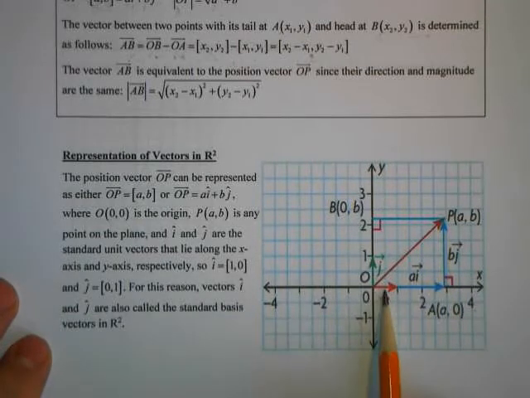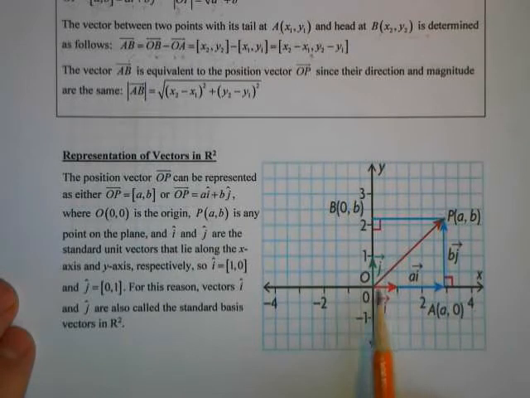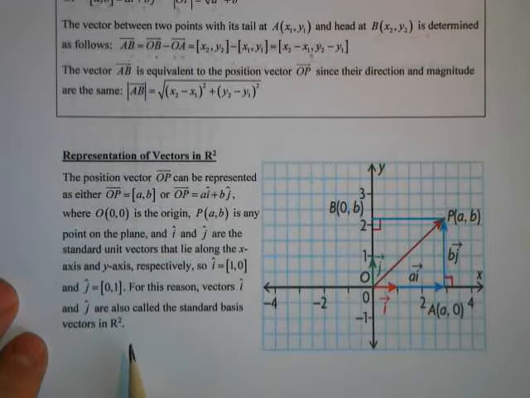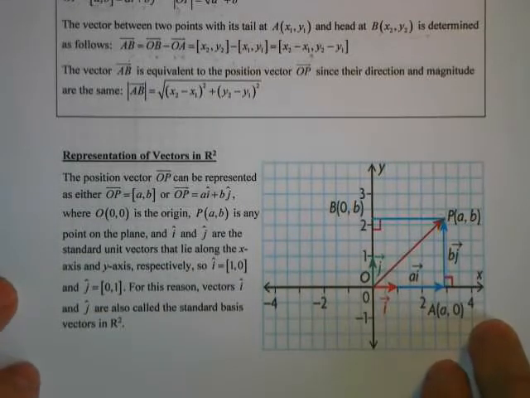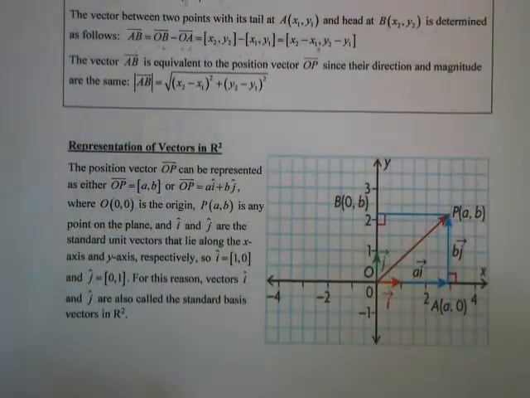Now we call i and j standard basis vectors because they're kind of the building blocks of creating any other vector. So it's basically the unit vectors in the x direction and the y direction, which are i and j. If we combine scalar multiples of those two, we can create any other vector. So we've already mentioned that before, but graphically this is how it's represented.